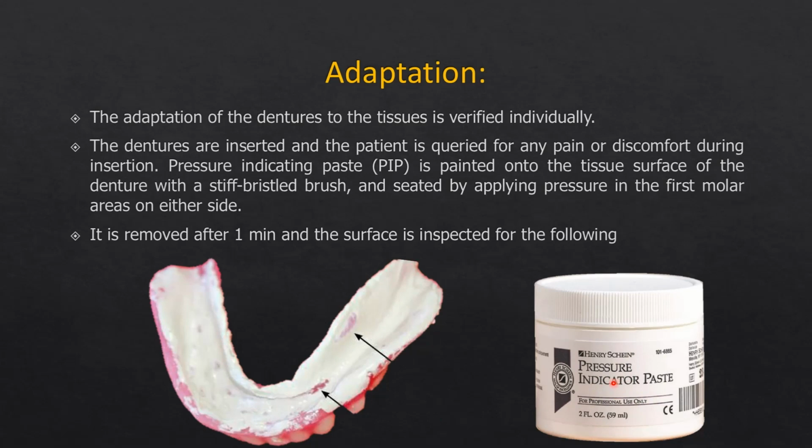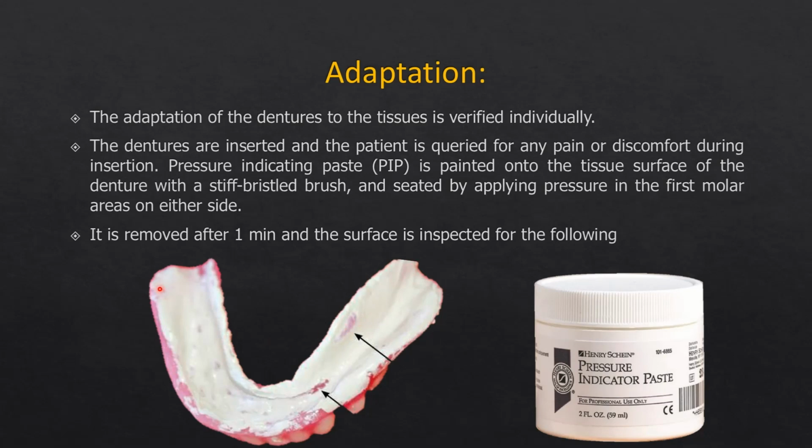these pressure indicating areas or any sharp extensions is by using a pressure indicating paste. This is first applied using a brush or a cotton bud on the tissue surface of the denture. This is a highly viscous material which has thixotropic properties, that is, it will flow under pressure. Then the dentures are inserted in the patient's mouth. The patient is asked to bite on the upper and lower complete dentures, and then after a minute, the denture is removed and inspected for any areas where there is no pressure indicating paste.